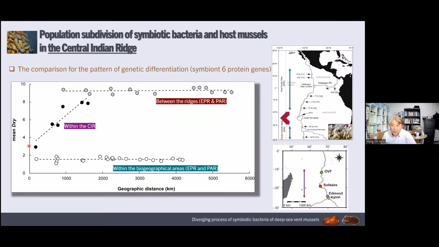And so this blue means within-area comparison, and their data are here in blue. And the red means this area and that area comparison, and the result is shown here. And in the Indian Ocean, this purple is the comparison among these four vent field samples.